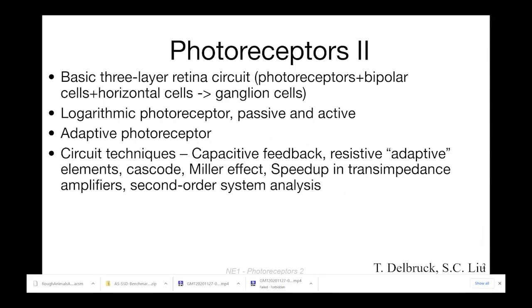Okay. So I'm going to go through the basic three-layer retina circuit, which is photoreceptors plus bipolar cells plus horizontal cells, which leads to ganglion cells. And then I'll briefly talk about the biological photoreceptor in the context of this adaptive photoreceptor. And then I'll spend quite a lot on the blackboard discussing these, especially the speed up, the second order system analysis and stuff like that. There's a lot of chicken scratching, a lot of equation mangling to do with that.